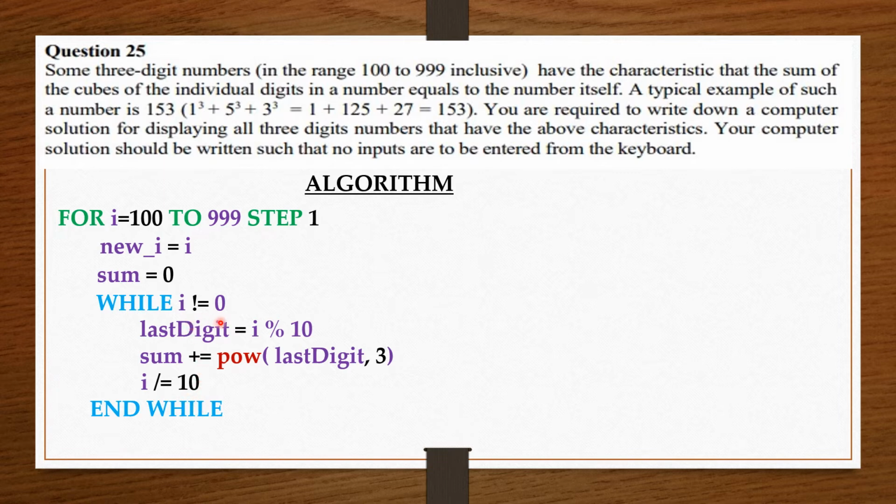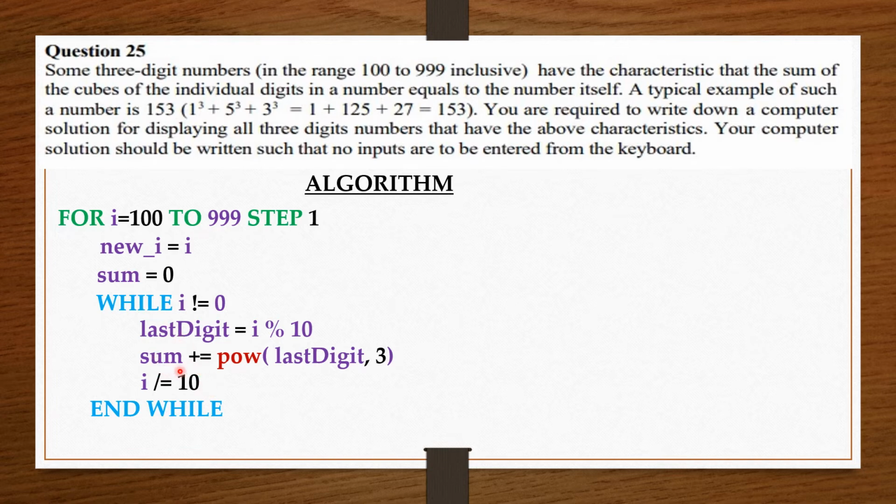Since 1 is not 0, I can enter the loop again, and the last digit in 1 is still 1. So I'm going to raise 1 to the power of 3 and then add it to sum. Now after adding it to sum, I'm going to take this 1 away. When I take the 1 away, there will be no digit left. I'm going to get 0. Now since I is now 0, I can't enter this loop anymore. So sum is going to contain the sum of the cubes of the digits in 100, which is 1.